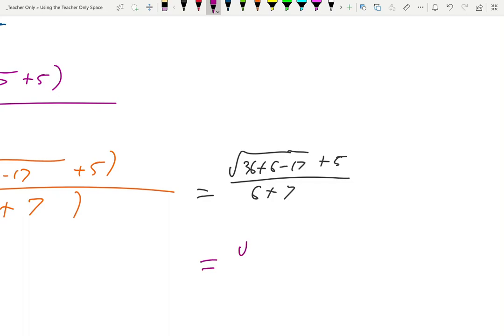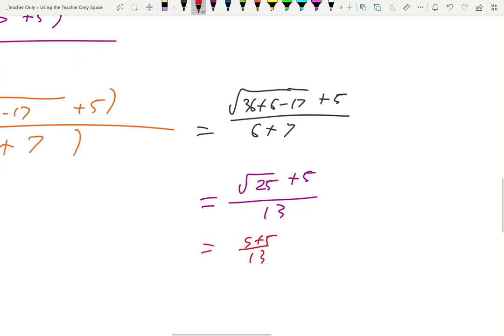All right, so this is going to be the square root of 25 plus 5 over 13. And last but not least, this is going to be 5 plus 5 over 13. So therefore, at this point, I'm hoping everybody's already ahead of me saying this is 10/13.